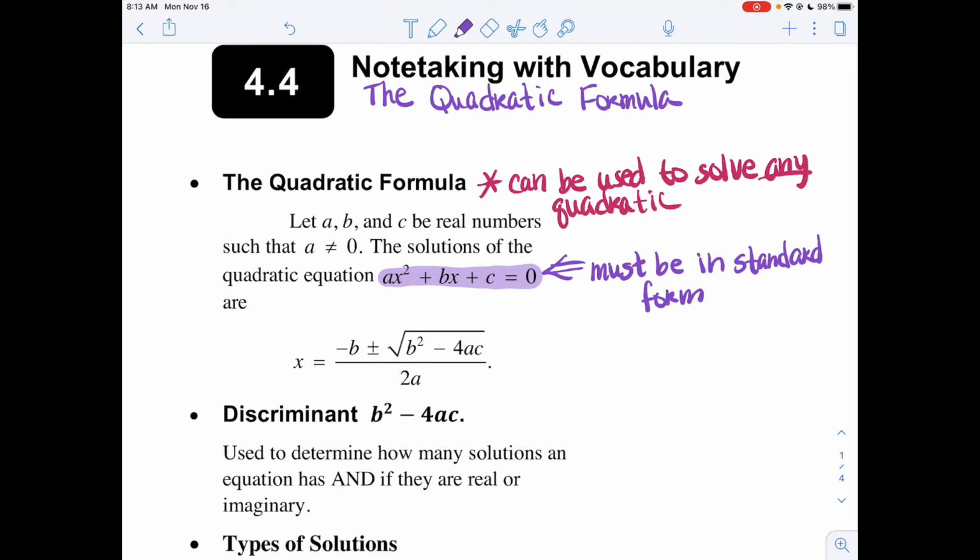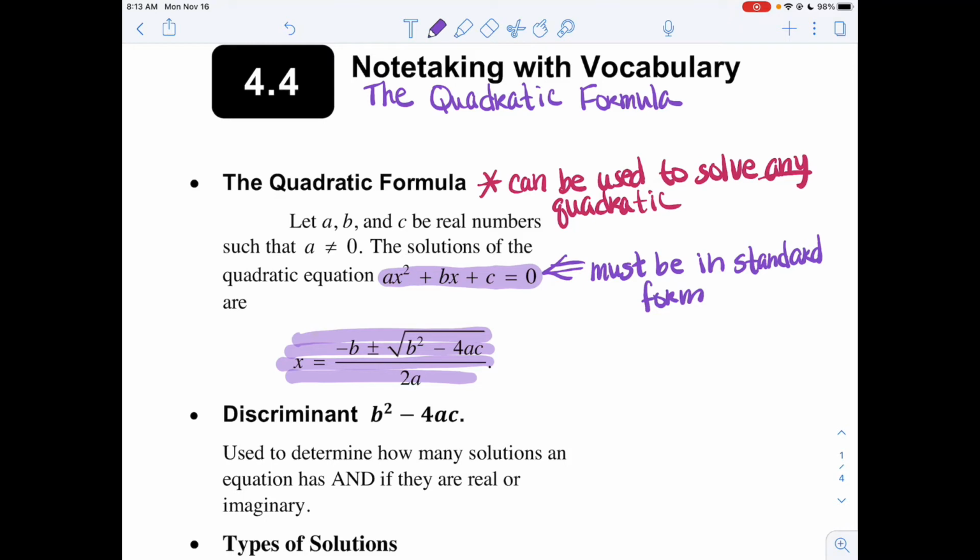So the quadratic formula itself is this, and it looks a little ugly, but we're going to break it down into pieces so that we can easily use this to solve any quadratic equation. So x is equal to negative b plus or minus the square root of b squared minus 4 times a times c, and then that is all divided by 2 times a.